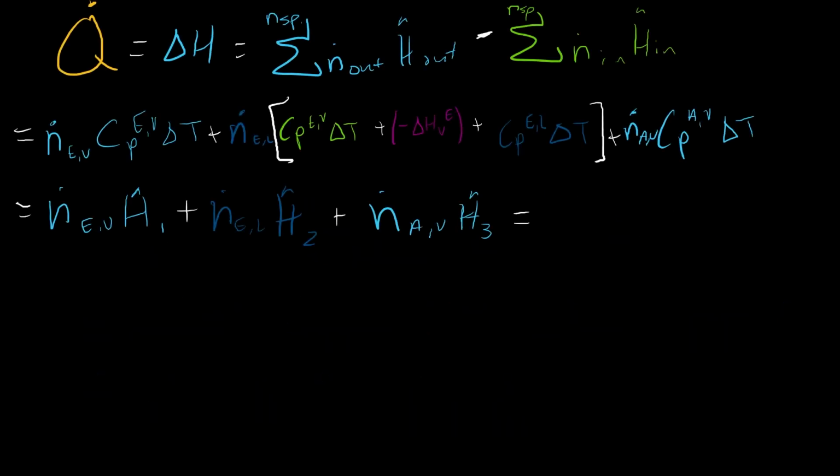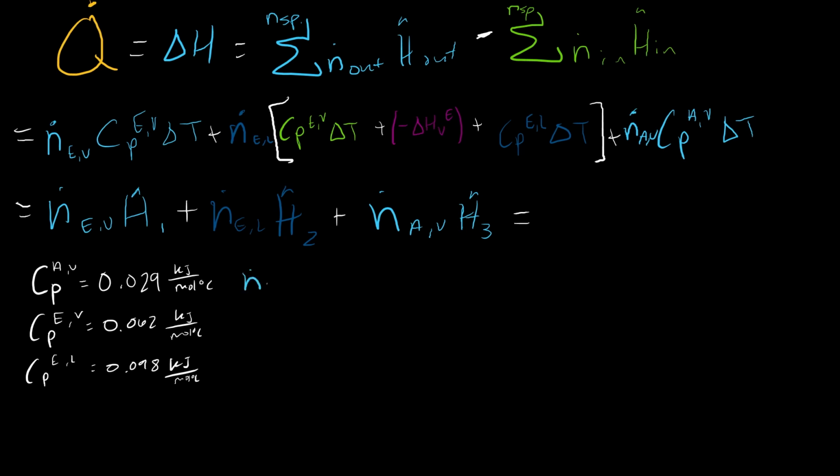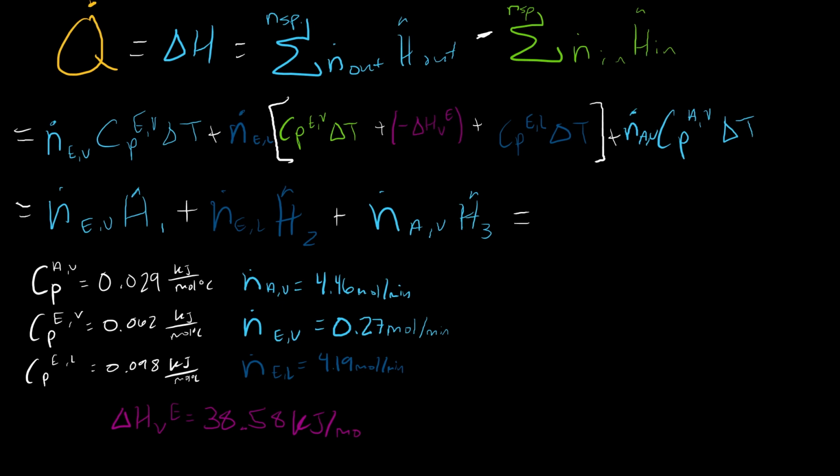Okay, so now let's begin adding our known information and all the information that we solved for. So remember, we were given the heat capacities in the initial problem statement, so let's go ahead and write those down. Let's go ahead and write the molar flow rates that we solved for. So we have air vapor, ethanol vapor, and ethanol liquid streams. And let's also write down the latent heat of vaporization. Now we can begin solving for the temperature changes.